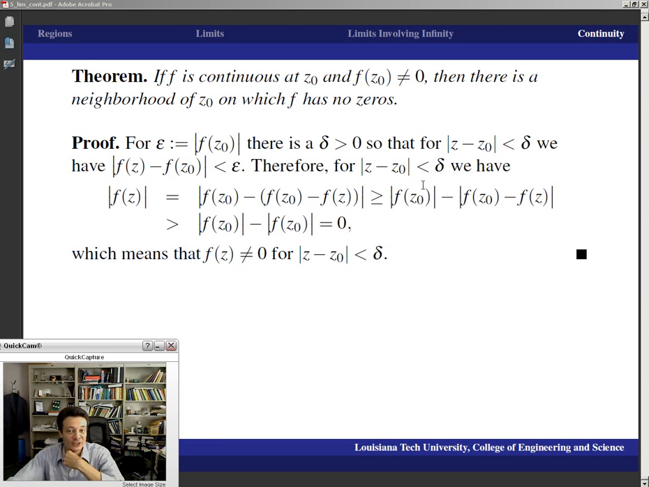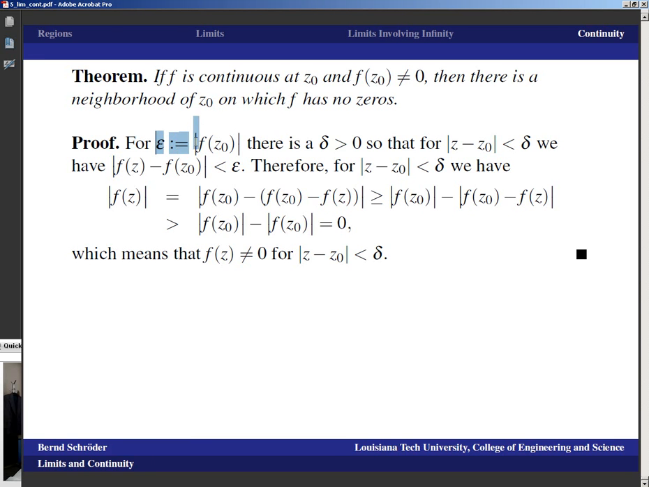have a fixed number that I know is not 0, so it makes sense to split it off in such a way that I get the f of z0 here. And then I have something here which I can control, which I can make small. How small must I make it? I must make it smaller than the absolute value of f of z0, to make sure that this is greater than 0. Aha! That is where this epsilon at the beginning comes from.